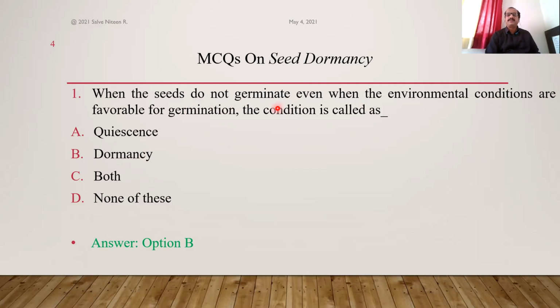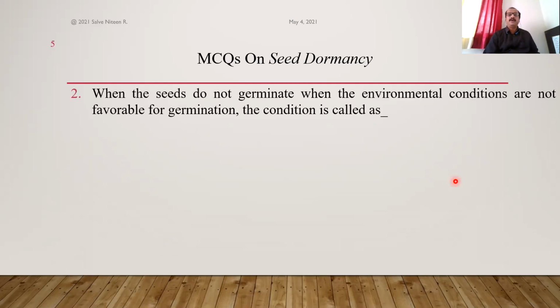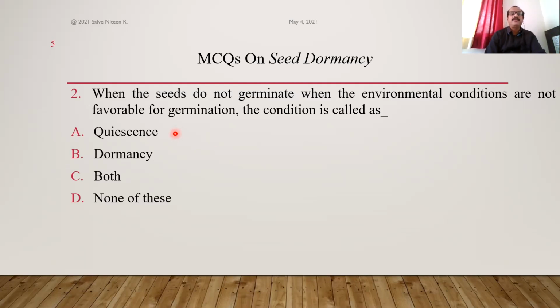So you have to think in another way. If seeds do not germinate when environmental conditions are not favorable, then what happens? That is in the second question. You can see here, when the seeds do not germinate when the environmental conditions are not favorable for germination, the condition is called, here the answer is A, quiescence. It is called quiescence, and such seeds are called quiescent seeds.